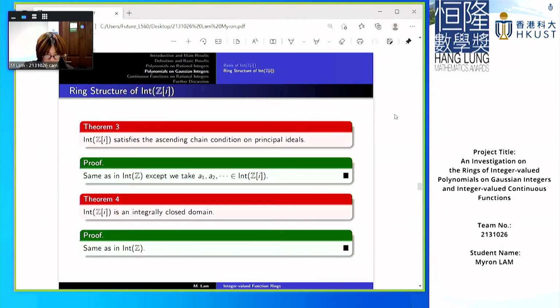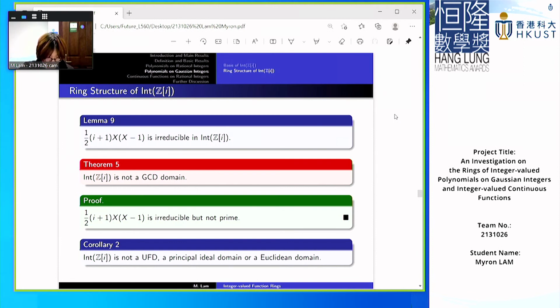And again, using the same line of argument as in Int(Z), the ring Int(Z[i]) also satisfies the ACCP and is integrally closed. Since 1 over 2 times (i plus 1) times x times (x minus 1) is irreducible, but not prime, Int(Z[i]) is not a GCD domain.